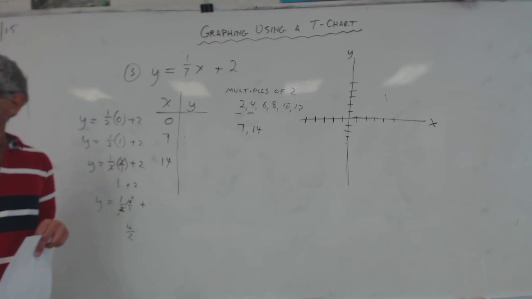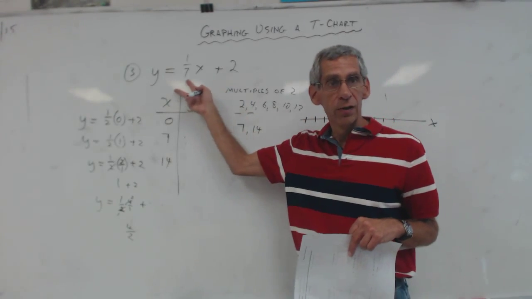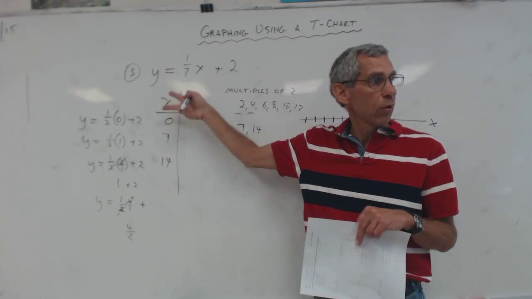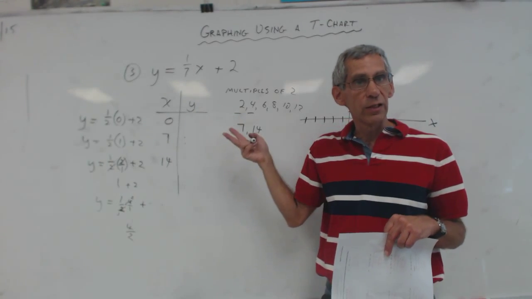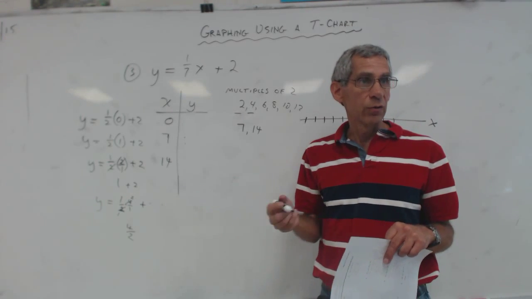Does that make sense? Yeah. Do you get it? Multiples of the denominator. 7 plus 7 is 14, so 7 and 14, and I would always use a 0. 0, 7, 14. And you'll find they come out evenly and nicely. That's what I would do, okay?